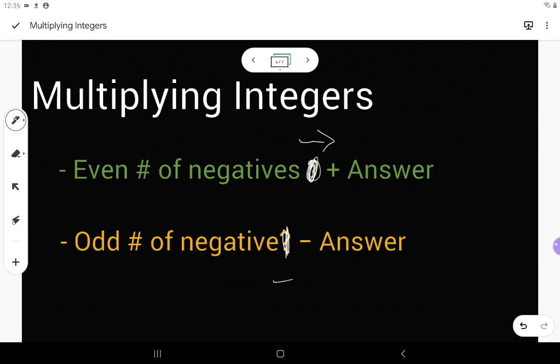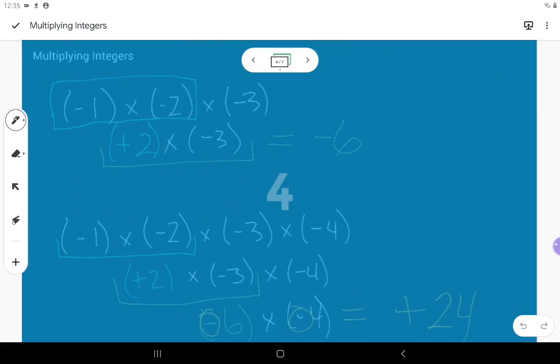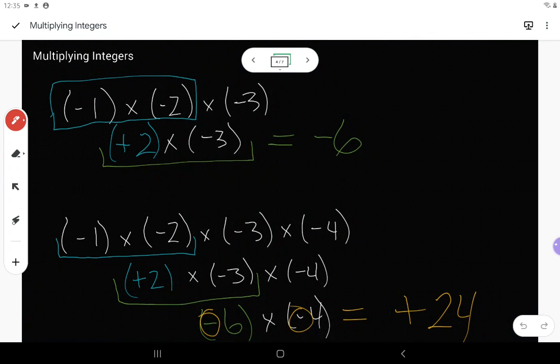If I have an even number of negatives when I'm multiplying, I got a positive answer. When I had an odd number of negatives in my multiplication, I got a negative answer. So let's quickly go back and check that out. An odd number of negative signs should be a negative. If you look, 1, 2, 3, I had 3 negatives in that multiplication. 3 is an odd number, and would you look at that, my answer was negative.